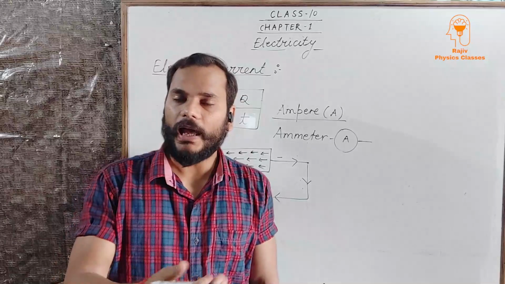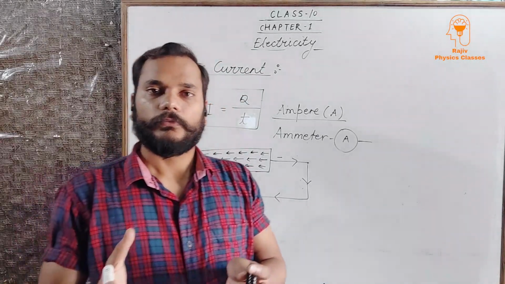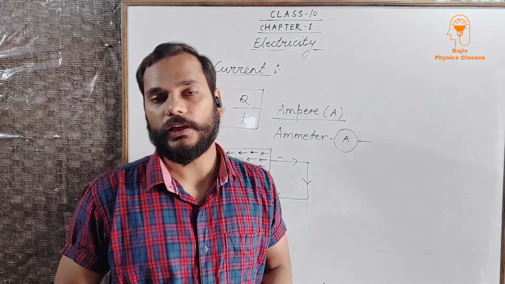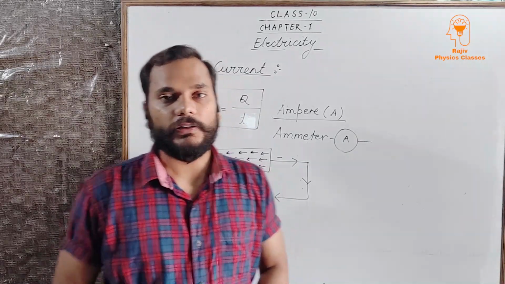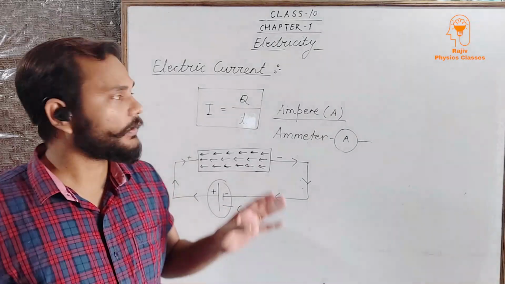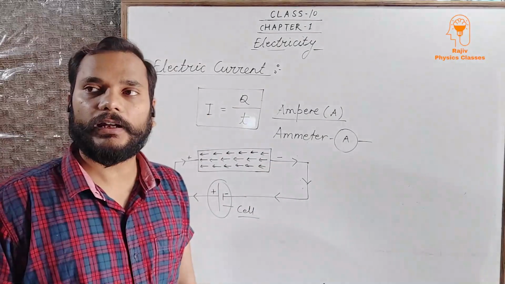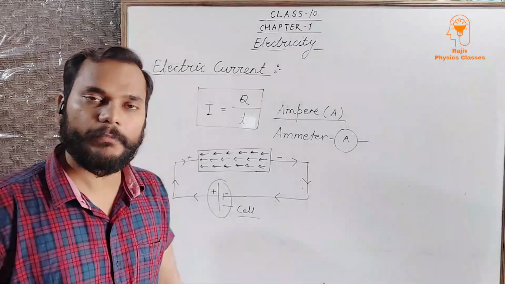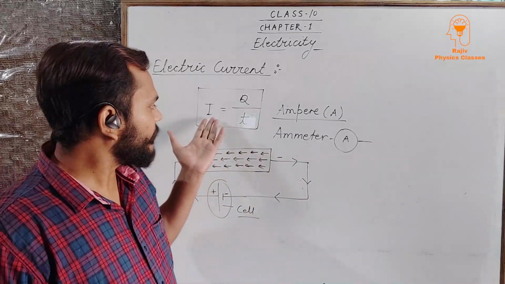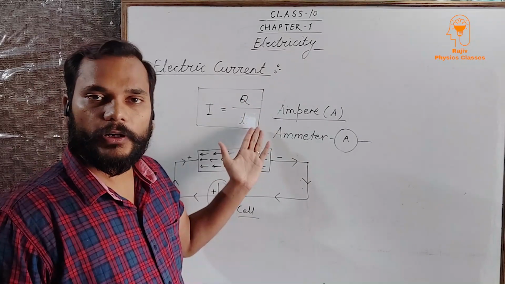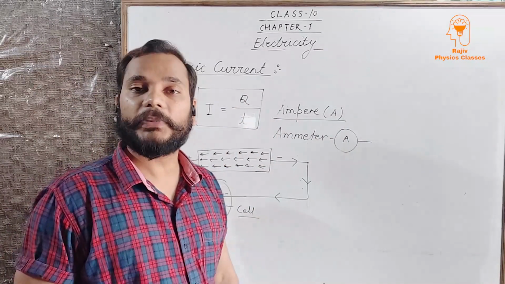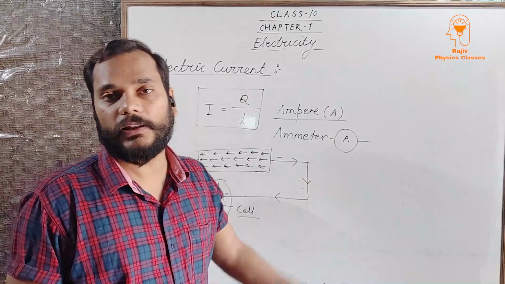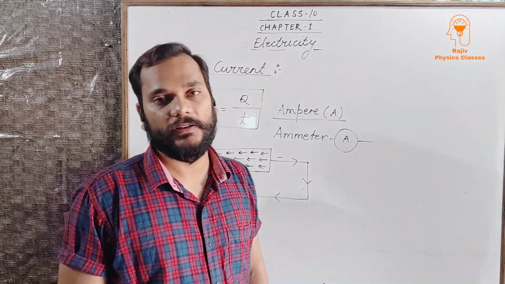I will show you in the lab what an ammeter is and how we can measure the electric current through it. So in today's session, I have told you about a single topic only, the electric current. Electric current is the rate of flow of charge with time, and mathematically I equals Q upon T. Its SI unit is ampere, and the instrument through which we can measure electric current is an ammeter.